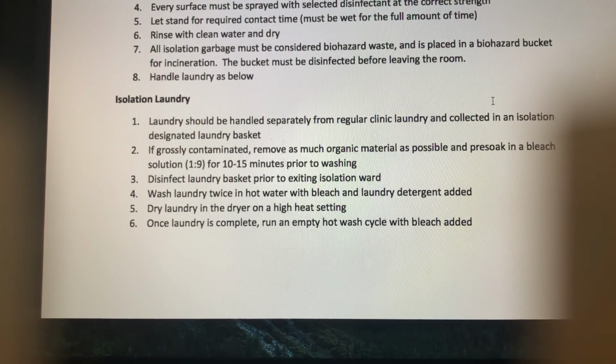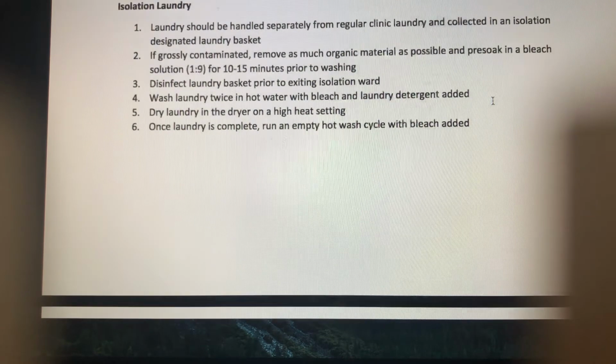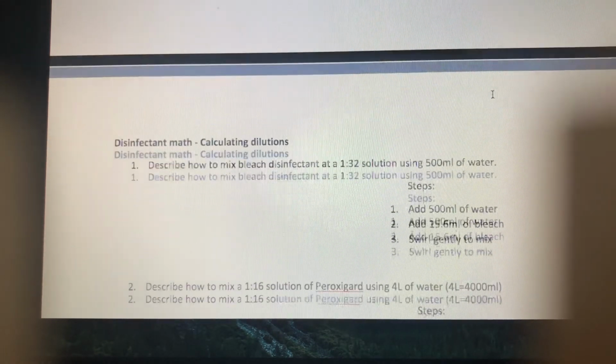Once laundry is complete, we want to run an empty laundry tub with hot water and bleach added to it. That's going to disinfect the laundry tub before doing just regular laundry again. Okay, so that is how we do isolation laundry. So you can watch that video as well, and it talks about isolation laundry, the @Dove video.